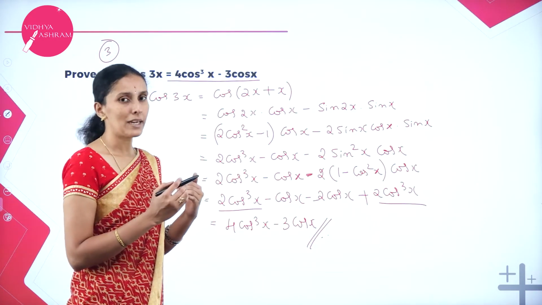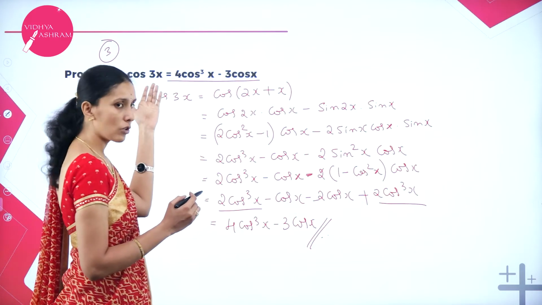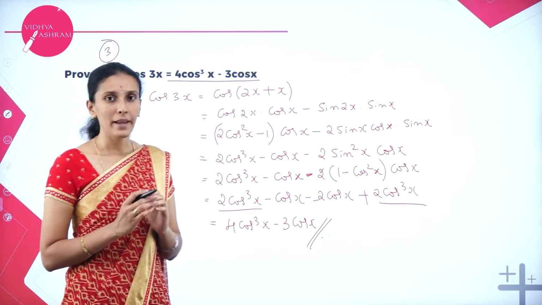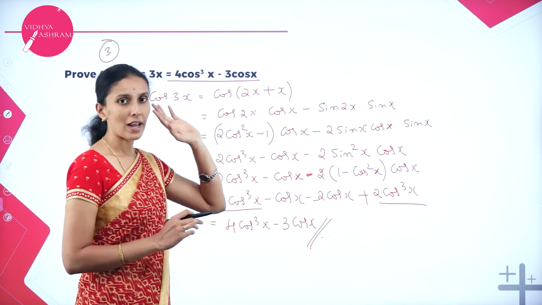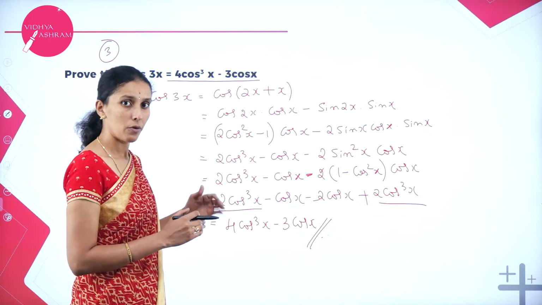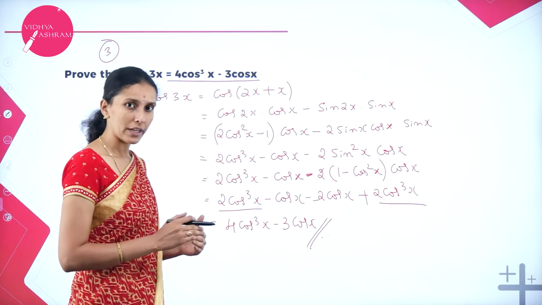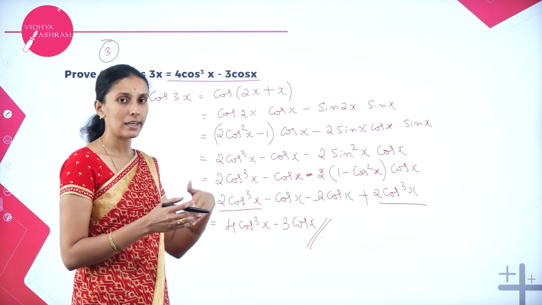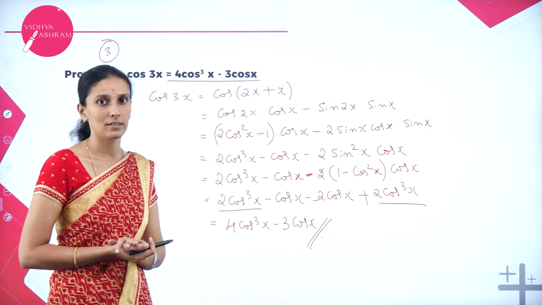So whatever multiple angle is given, whether it is 3x or 5x or 10x or 12x, anything, it can be expressed as a sum of any two values of the same function. Since we know the identities of cos 2x, now we know the identity of cos 3x also. We can use all these identities to calculate more multiple angles.